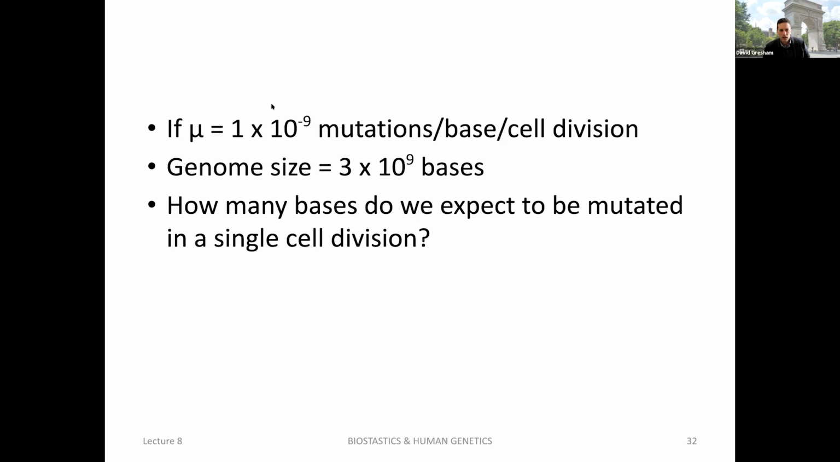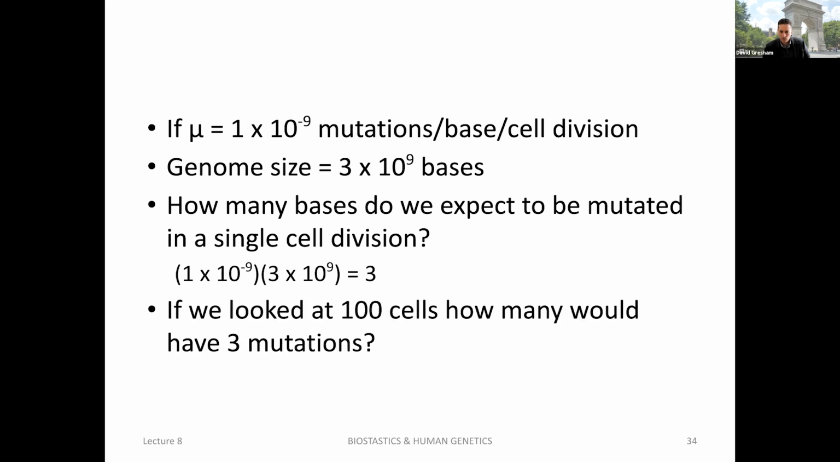And so if we have a mutation rate of 1 in a billion, but we have 3 billion bases, how many bases do we expect to be mutated in a single cell division? We can simply multiply those together and come up with the answer 3. All right, but here's the question. That's the expected number, right? Just based on the mutation rate and the number of bases, we expect to have 3.